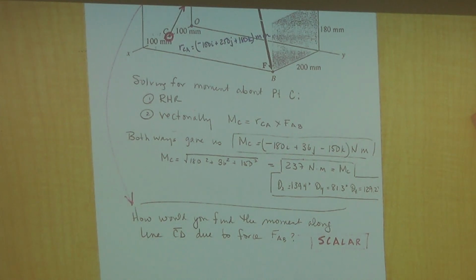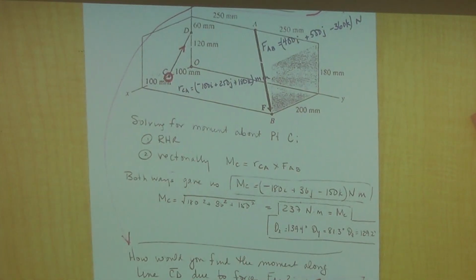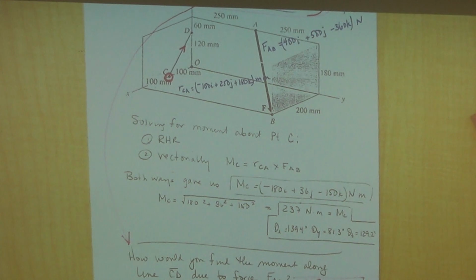Rachel? Well, I would take the moment at C, and that's coming out in some direction. And then I just take that and I dot it with the unit vector of CD. Right. So in order to find the moment about line CD, it's the moment about C dotted with the unit vector of CD.